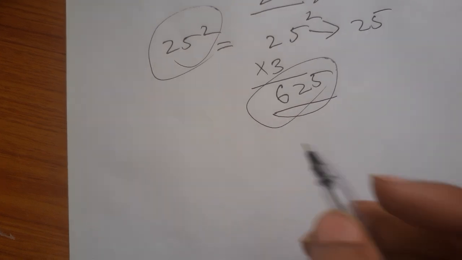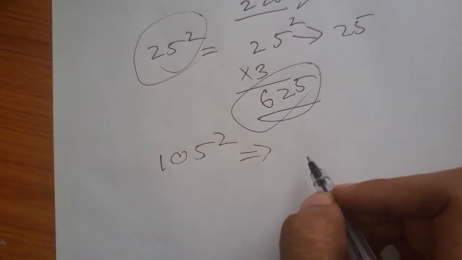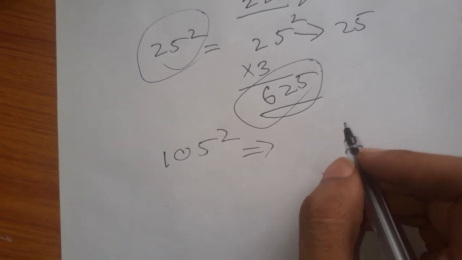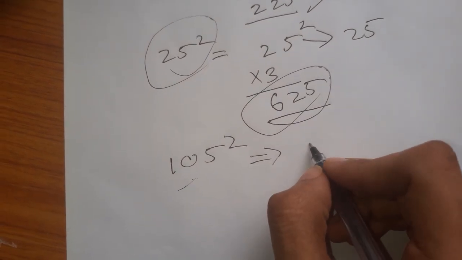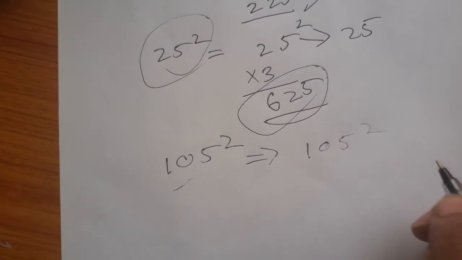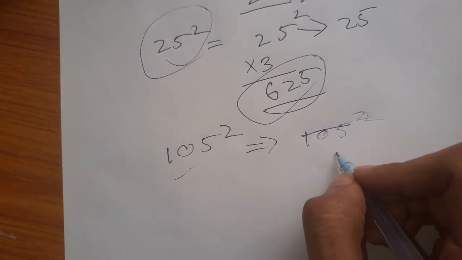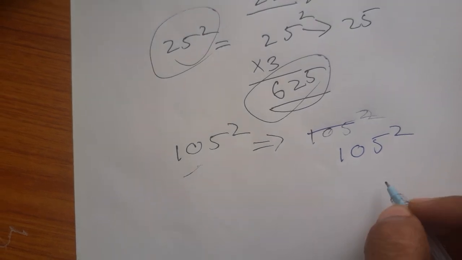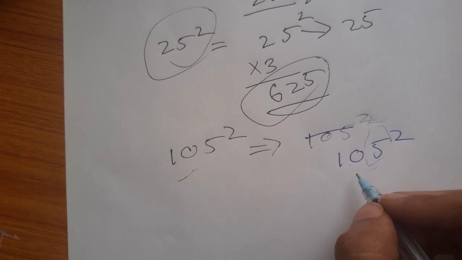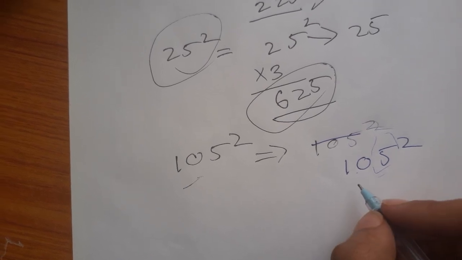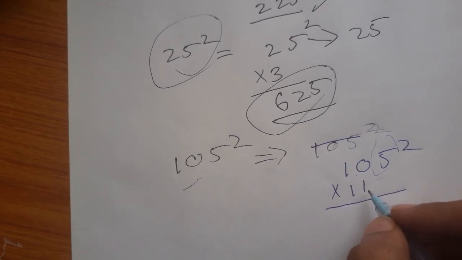Is that clear? Now we will try 105. What is the square of 105? This is quite simple. You think this is a very big number, but no, it is very simple. Take this number 105. Forget about this 5 for some time. Take this number, this is 10. After 10, what is the next number? It is 11. Multiply with this. What will we get?